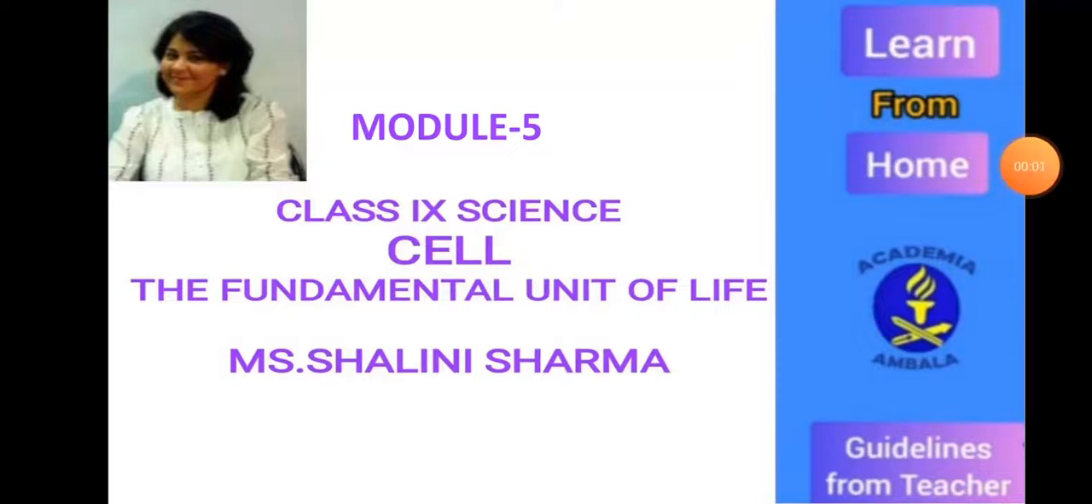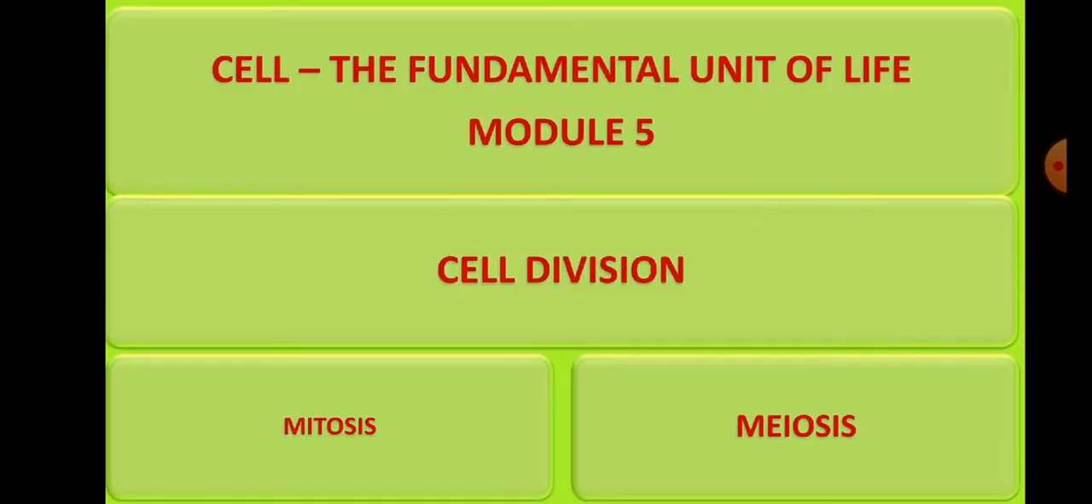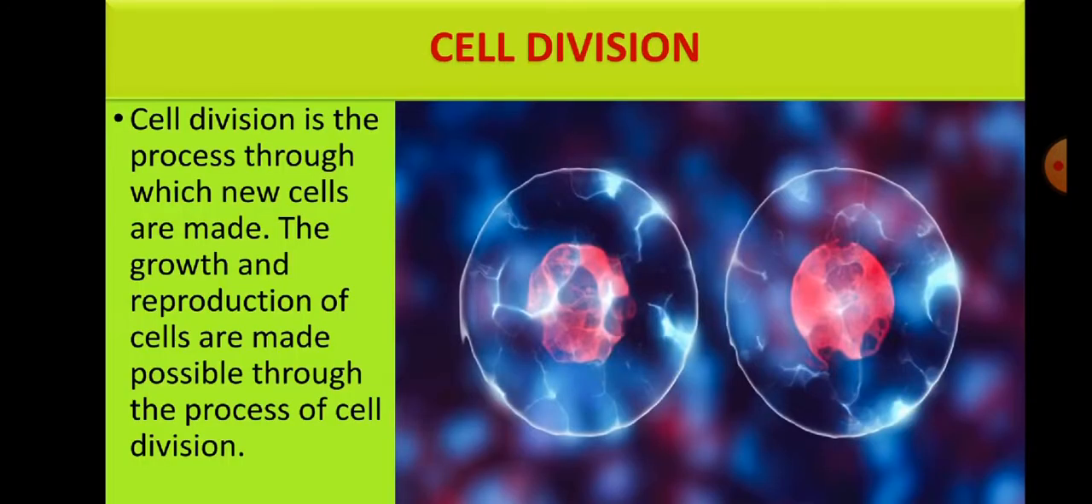Good morning, students. Welcome to Module 5 of Cell, the Fundamental Unit of Life. In this module, we are going to study cell division and the two processes through which it is achieved, that is mitosis and meiosis. These two processes are very important for life to continue on Earth.